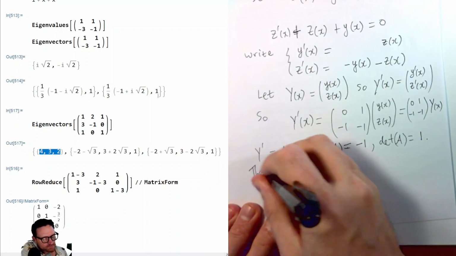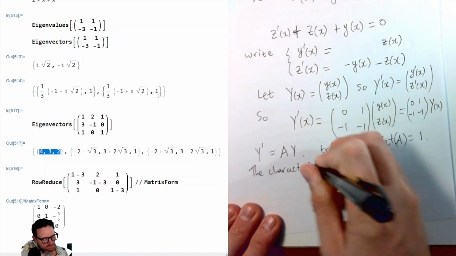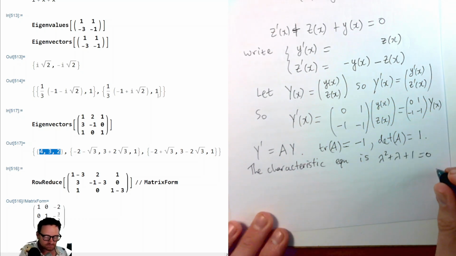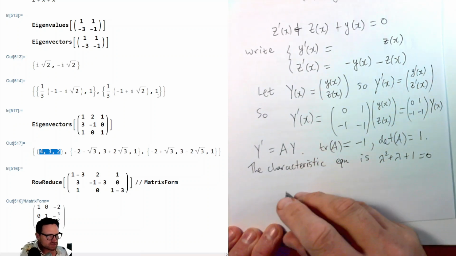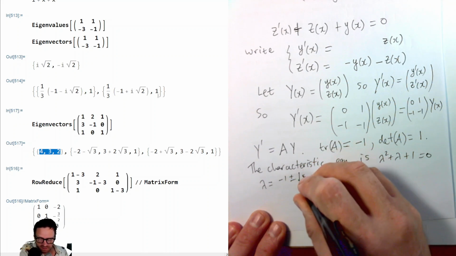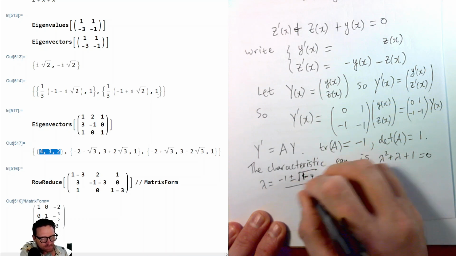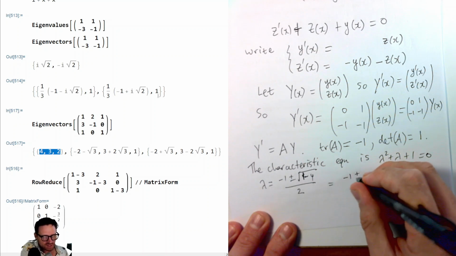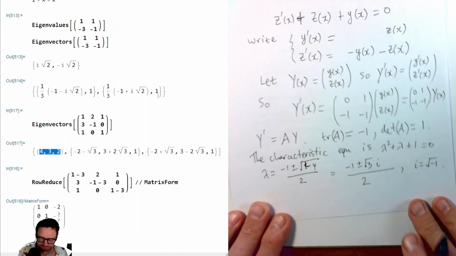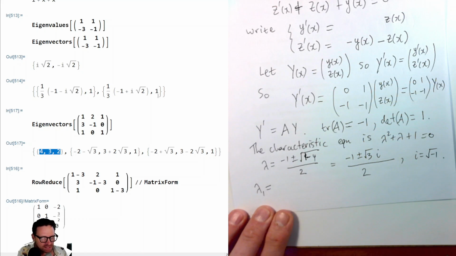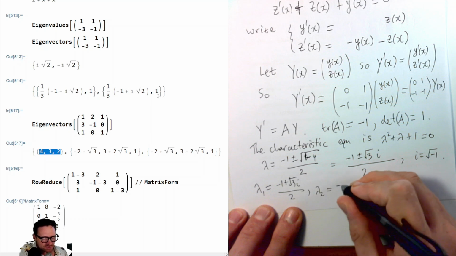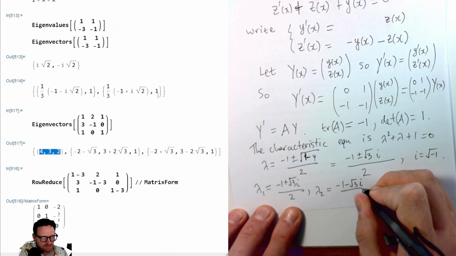So the characteristic equation is lambda squared plus lambda plus 1 equals 0. And so the quadratic formula, and we've done this on the computer earlier, gives us lambda equals -1 plus or minus the square root of 1 minus 4, all over 2, which is -1 plus or minus root 3 i, where i is the square root of -1. And so we have eigenvalues. Lambda 1 is (-1 + root 3 i) over 2, and lambda 2 equals (-1 - root 3 i) all over 2.